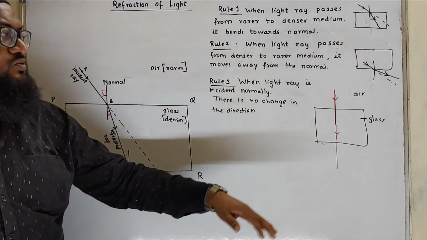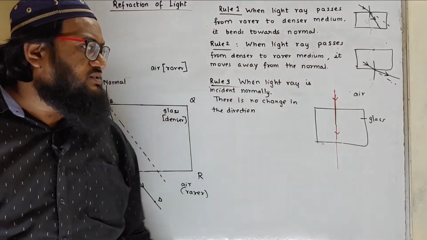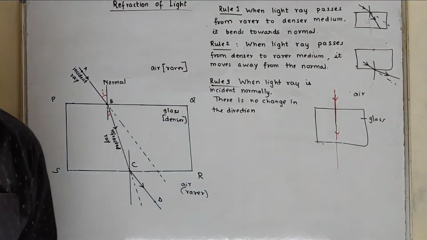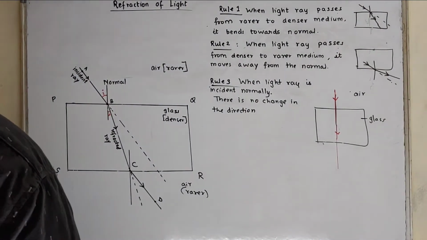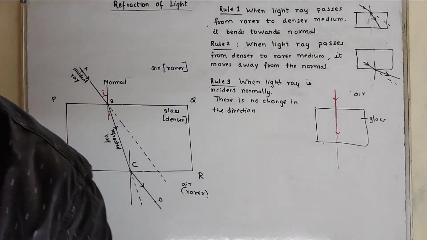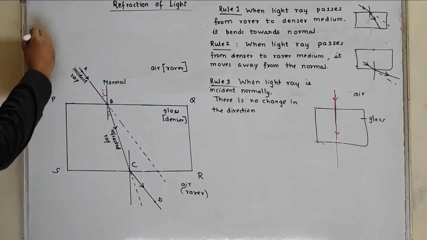So these are the 3 rules. When light ray is incident normally between two media, which two media? Air and glass. There is no change in the direction. Now what we can see over here, refraction of light through glass slab. This is the diagram.